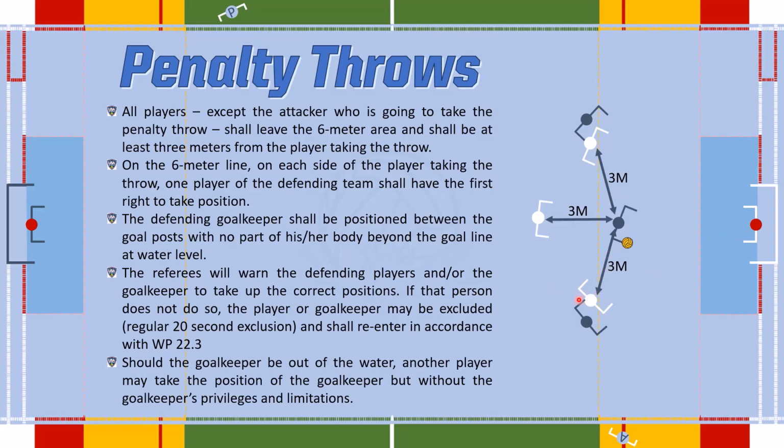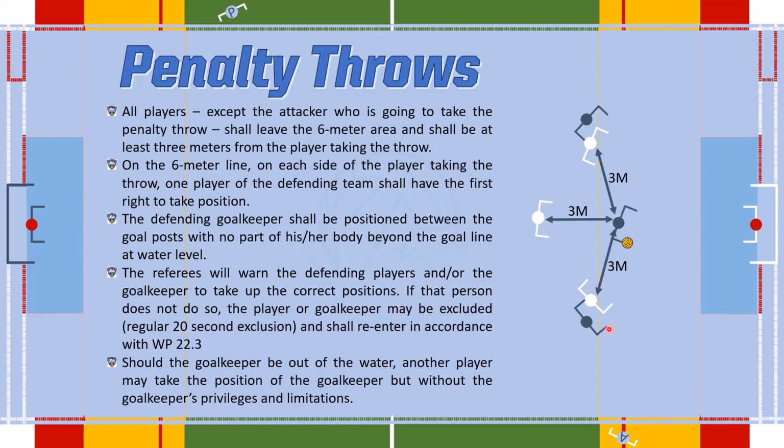You can also exclude these players if they refuse to take up the correct positions. It's interesting because the word is "shall" be 3 meters, which means will be 3 meters. And this one is "may be." So it's kind of up to you how you want to manage the game there, but just think about that.